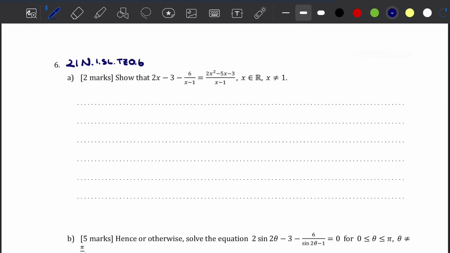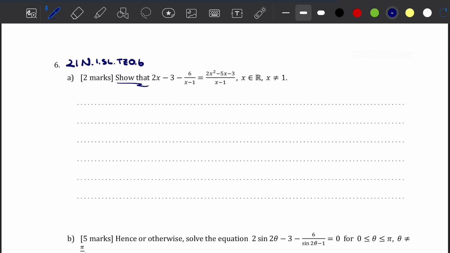So let's do the final question of the day. We have a question from November 2021, paper 1 of the IB Math AASL exam. For question A, we need to show that 2x minus 3 minus 6 over x minus 1 is equal to 2x squared minus 5x minus 3 over x minus 1. You can see that the left hand side is much more complicated than the right hand side, so we're going to simplify the left hand side.